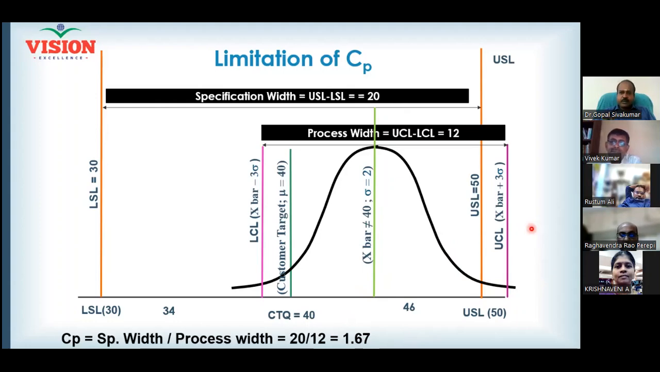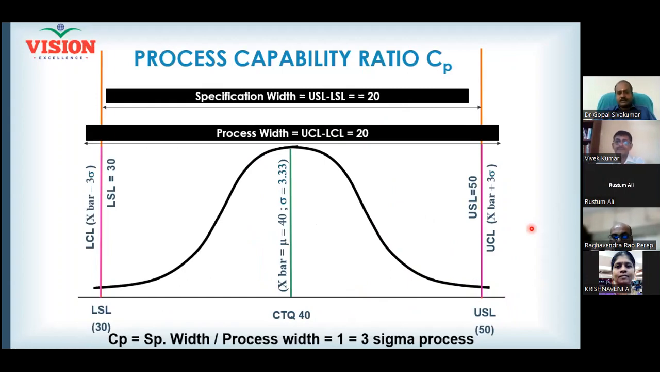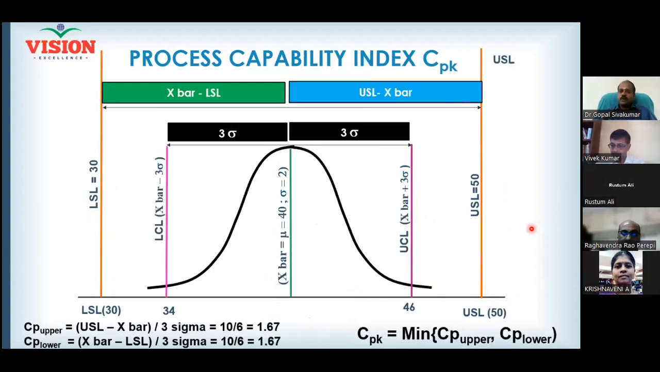So CP is not the measure of capability. CP is only the measure of the consistency. Please understand. CP is only the measure of the consistency. It only measures variation, right? If you want to know the real capability, you need CPK. So that is why we have this formula, CPK.